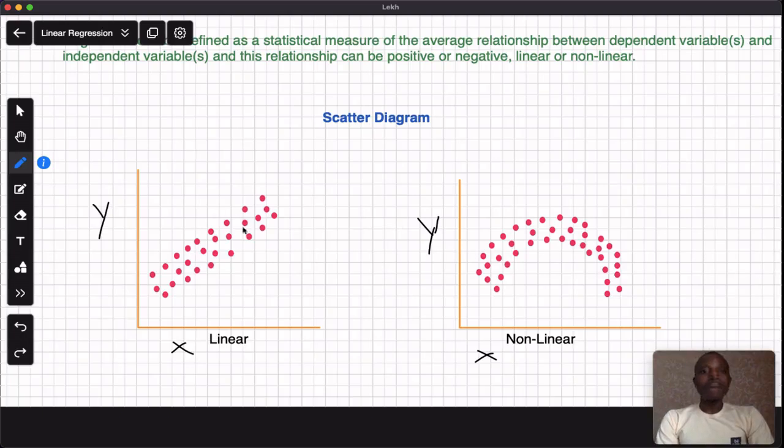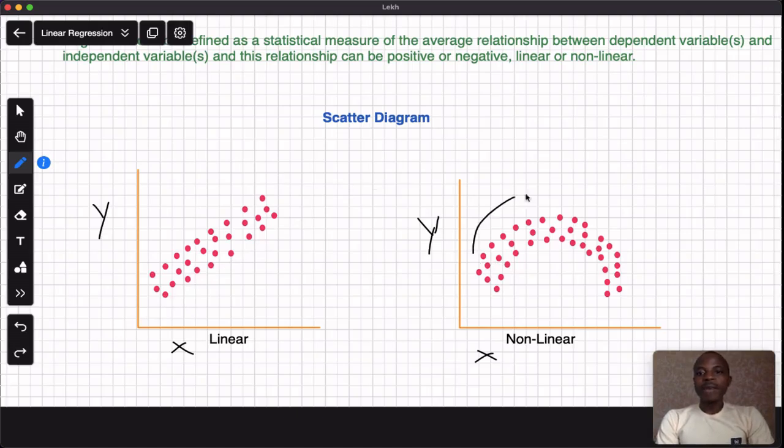It may not be perfectly straight. Some points may lie out. You may have some points here and there, but predominantly it's going in a linear form, a straight line. Then it means that there is a linear relationship between them.